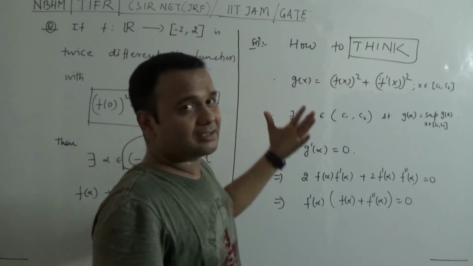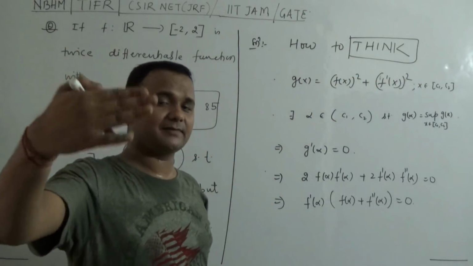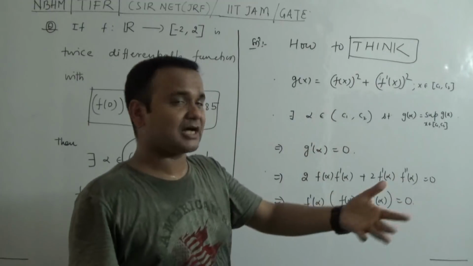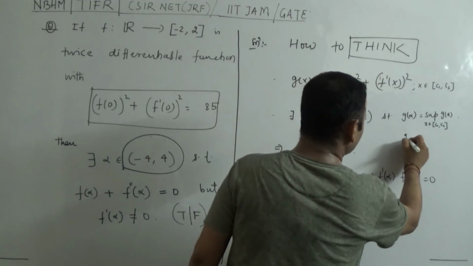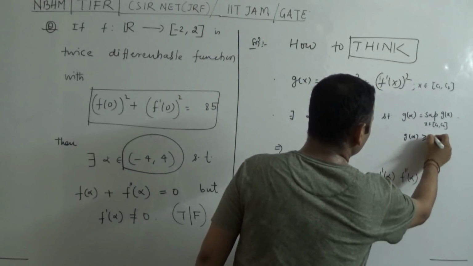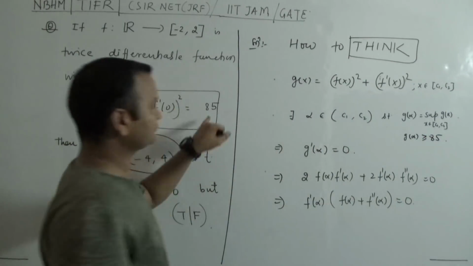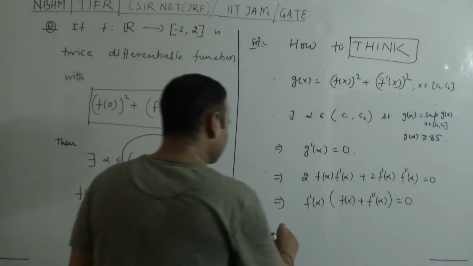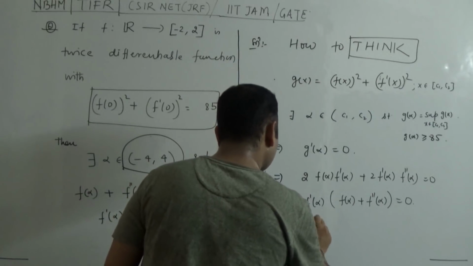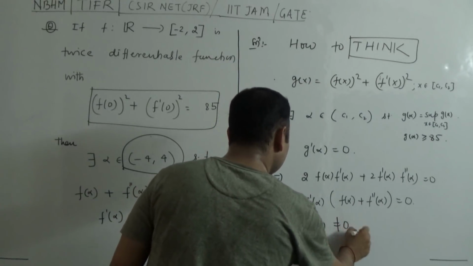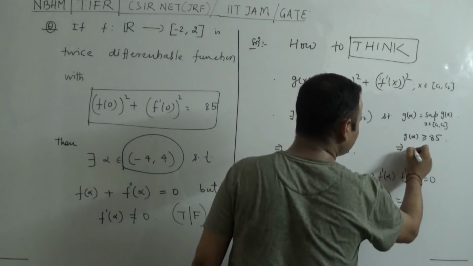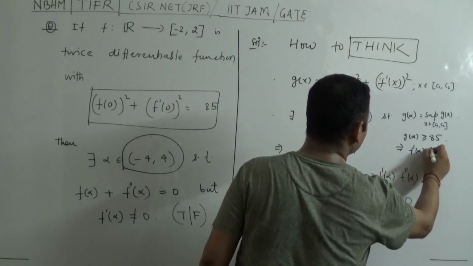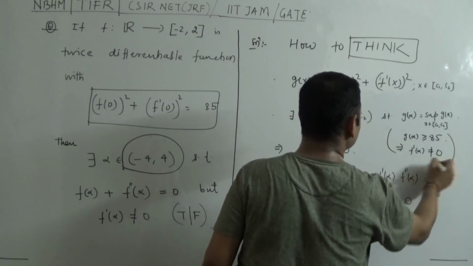And what is the maximum value of f alpha? What can the maximum modulus of f alpha be? 4. So g alpha can be maximum 4. And we know that the alpha will of course be greater than 85. But f prime alpha cannot be 0. So if g alpha is greater than 85, that implies f prime alpha cannot be 0.